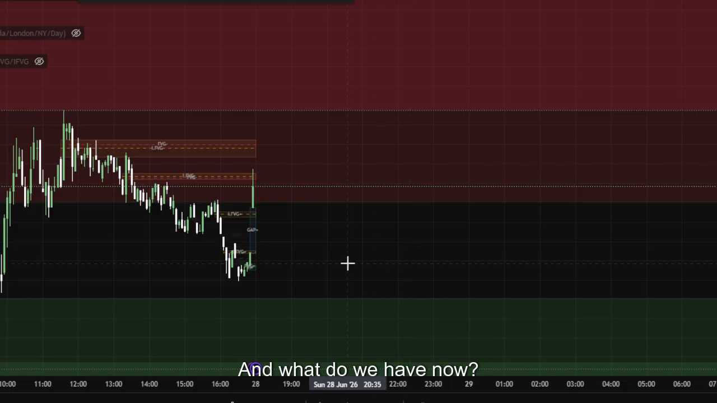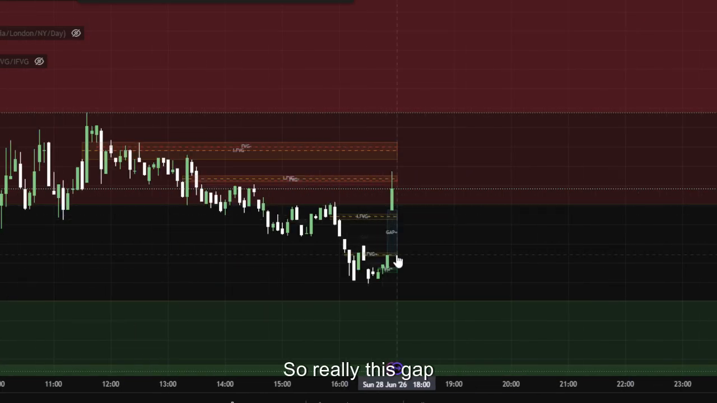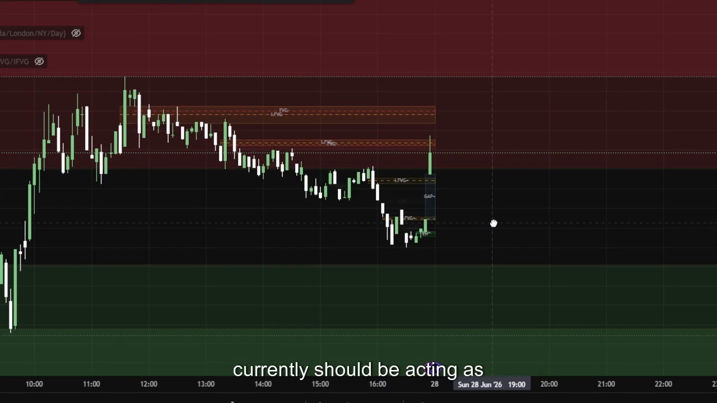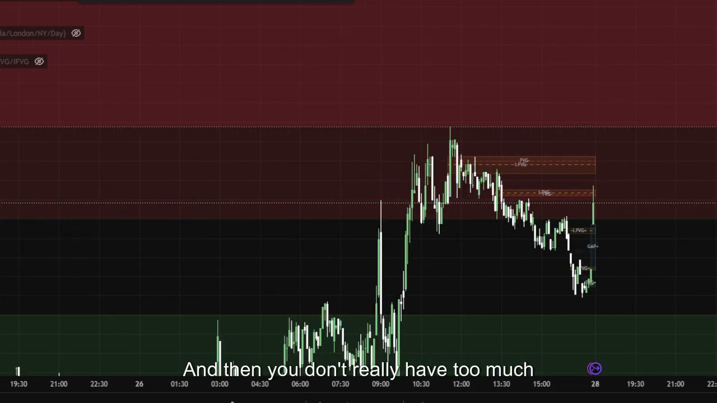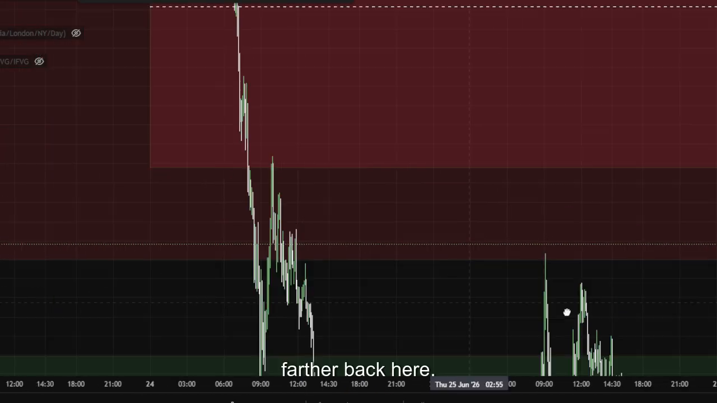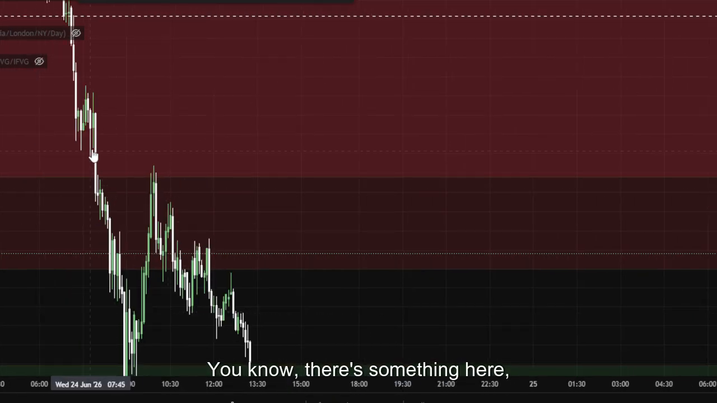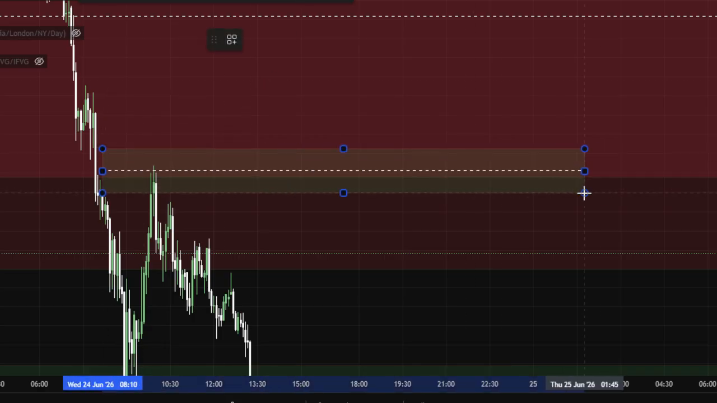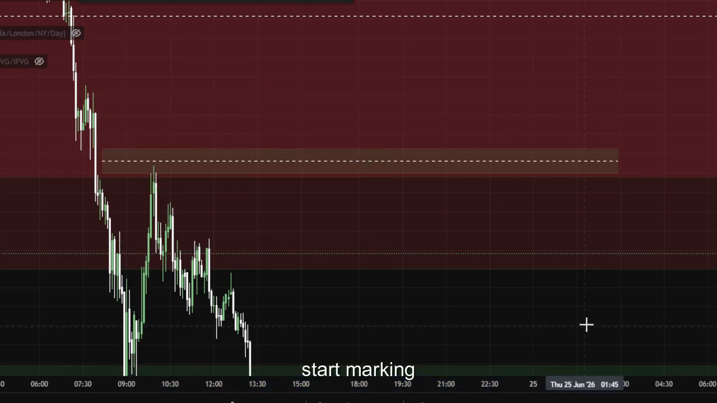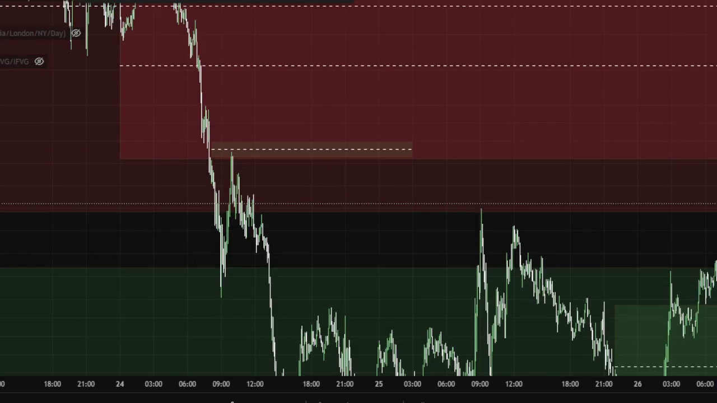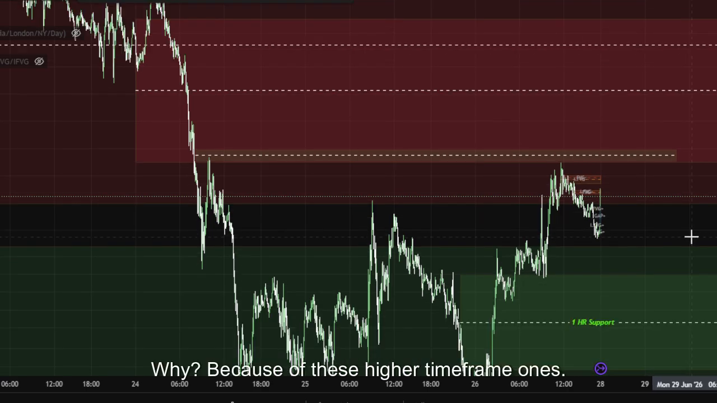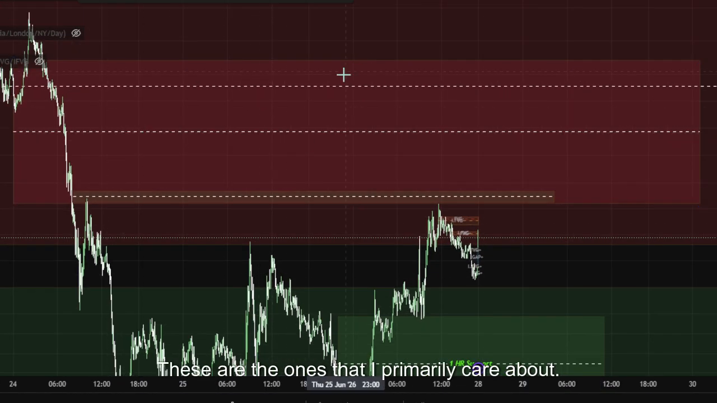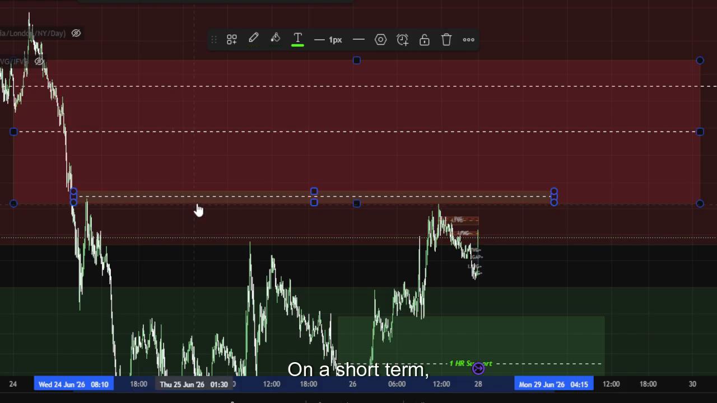And what do we have now? You get this large gap. So really, this gap currently should be acting as the support. And then you don't really have too much going on. Again, we'd have to start going farther back here. There's something here, right? You really can just start marking all of these out. Do I think they're relevant? Not really. Why? Because of these higher time frame ones. These are the ones that I primarily care about. On a short term, looking at a 5-minute chart, I don't care so much.